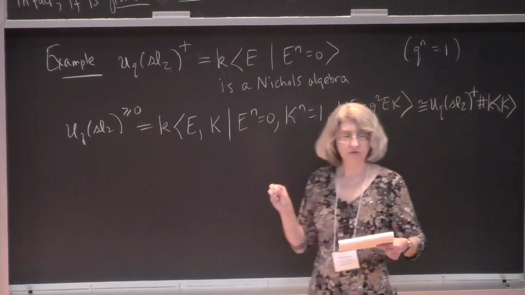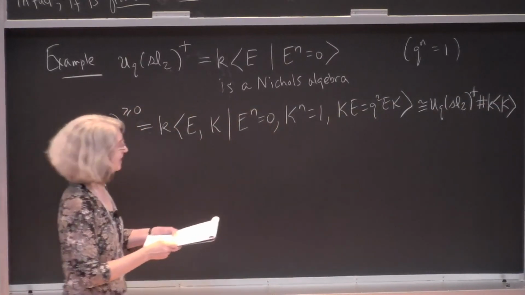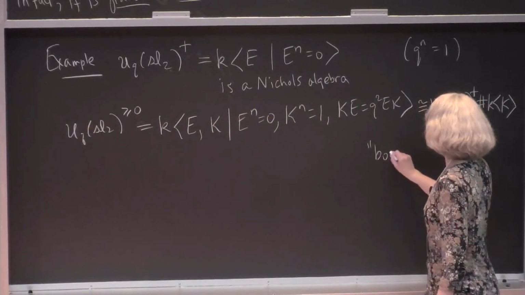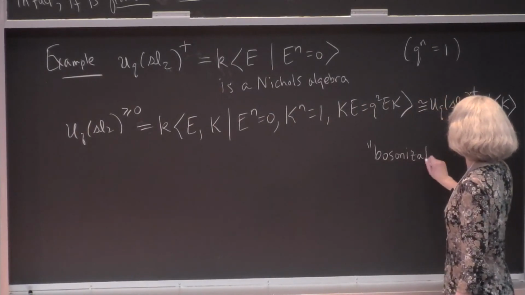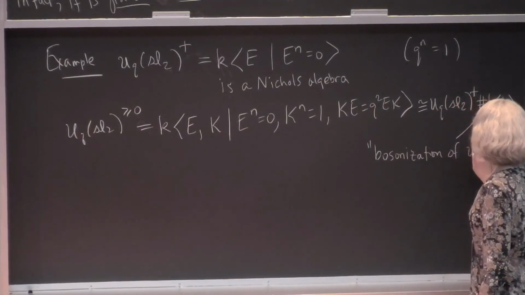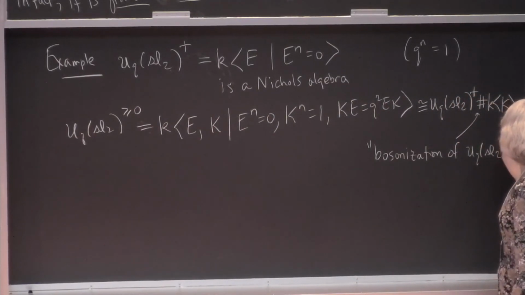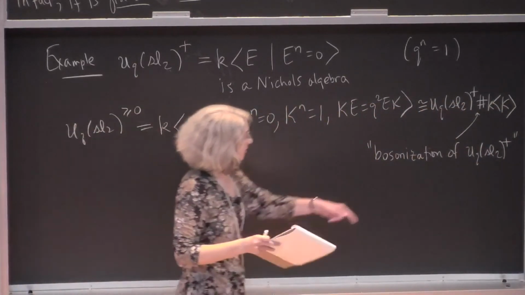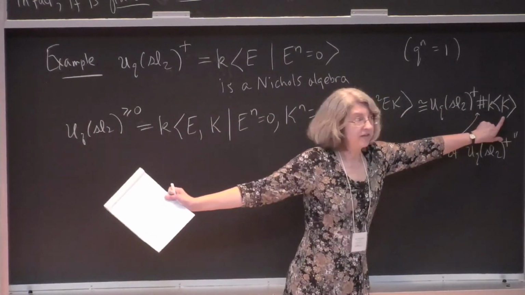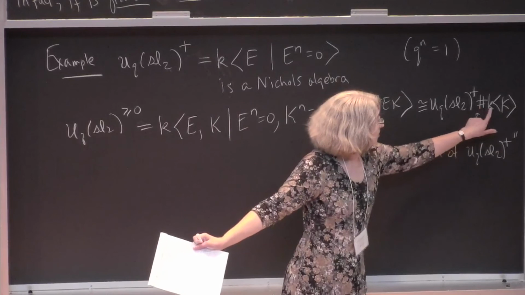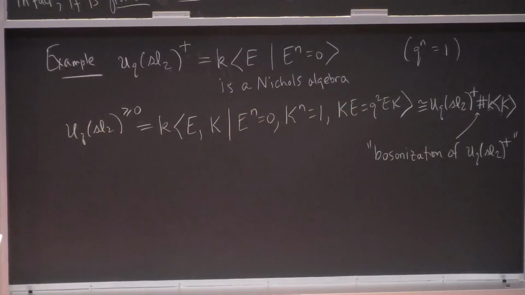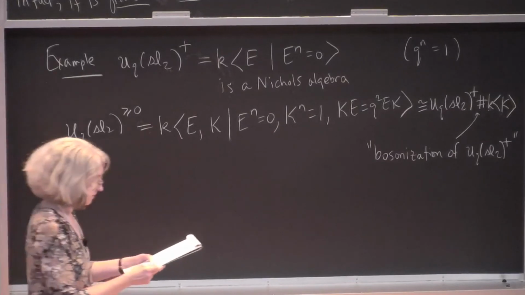smash product with the group generated by K. I may have written this down before, maybe slightly differently, right? So the smash product is also called, in this context, bosonization of the Nichols algebra UQSL2 plus. So in other words, we have a Nichols algebra. There's associated to it some group, coming from a Yetter-Drinfeld module. And the group is acting on it, and so you can form this smash product. Okay, that's bosonization.